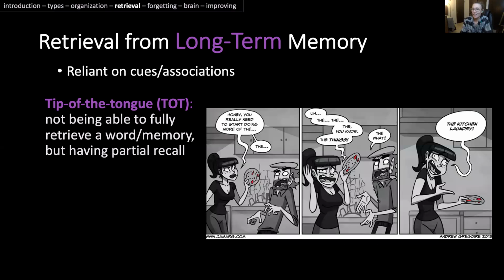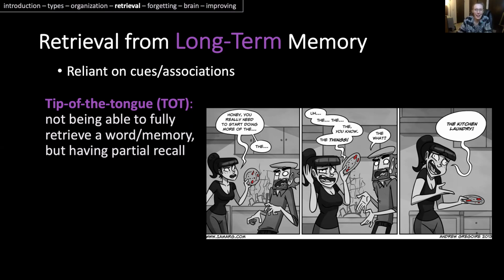But even if you study in the same context or in the same environment, retrieval can still be hard. Retrieval from long-term memory isn't an all or nothing phenomenon. Maybe you've been in a situation like this where you're trying to remember the name of something and you're like, okay, it starts with a G, like it's on the tip of my tongue. There's a phenomenon of that exact name, the tip of the tongue phenomenon, which is not being able to fully retrieve a word or a memory, but having partial recall for it.